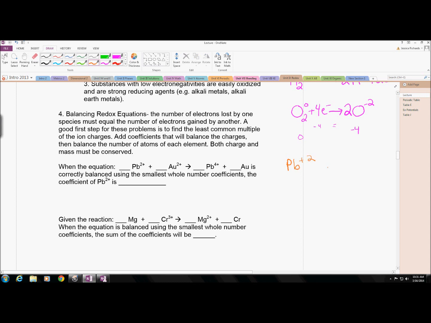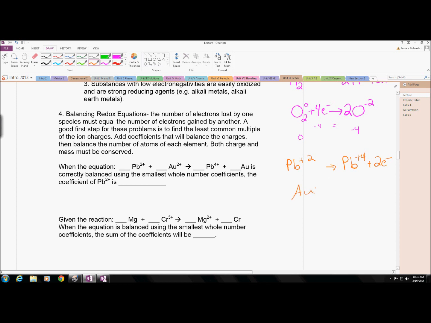So lead plus 2 turning into lead plus 4. The number went up, so it's oxidation. So my electrons are going to be on the right-hand side. Plus 2 equals plus 4 plus 2 minus. To go from plus 2 to plus 4, you've lost 2 electrons. So I have 2 electrons on the right.